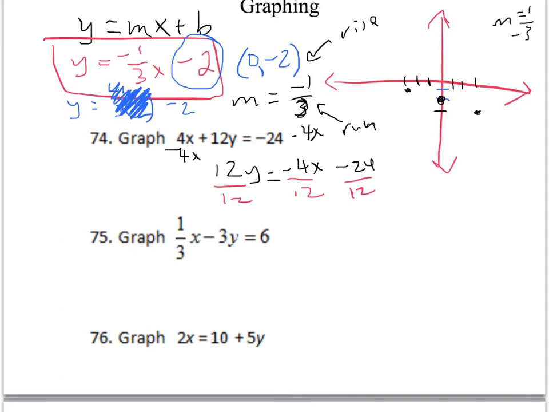here. And when we connect those points, it's tough for me to do on this lesson. It's not a great looking line, but you get the point. That would be the answer to graphing this particular equation. Now you guys finish up 75 and 76.